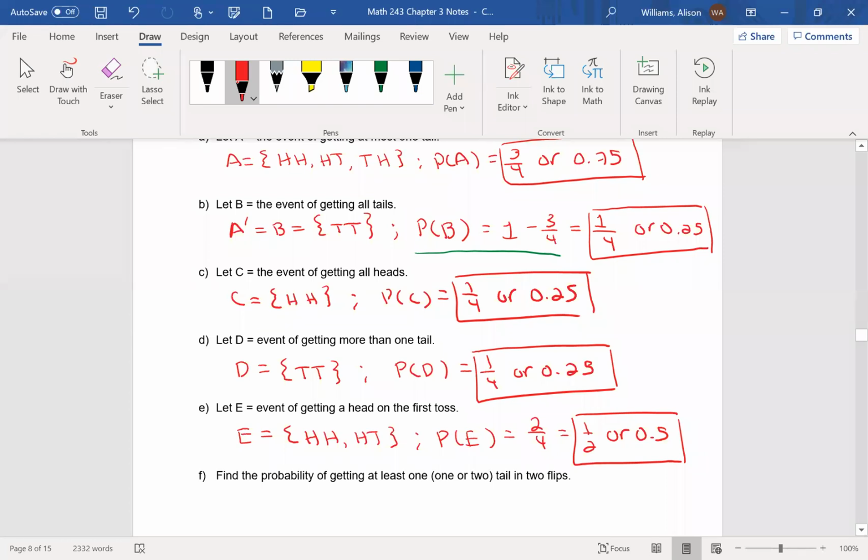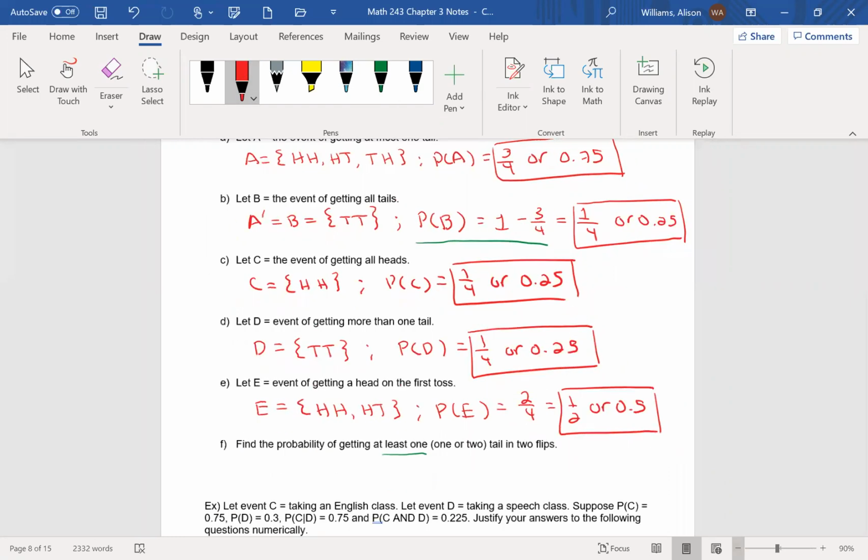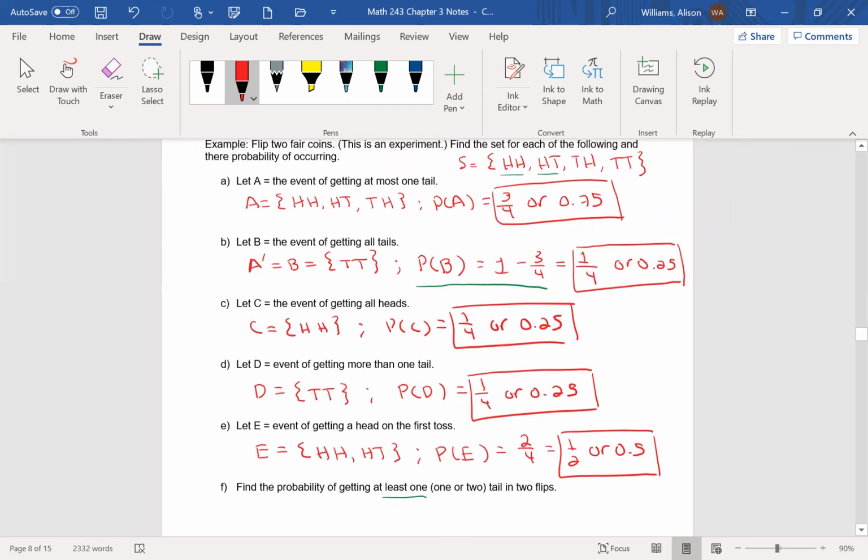The probability of getting at least one tail in two flips. I find it funny that they actually specified one or two because again, they're trying to get us to understand this terminology, at least one. So at least one means that we are going to have at least one tail, but we could possibly have two. That would qualify for this event. So they didn't give us a label for this one. At least one tail, possibly two. So let's see, that would be heads, tails, tails, heads, and tails, tails would all work for that one.